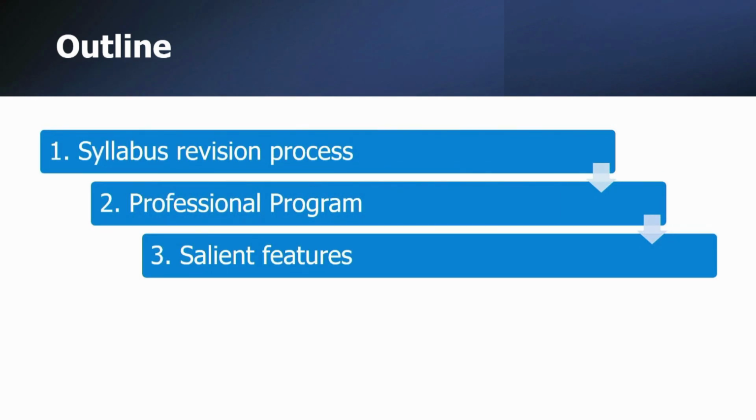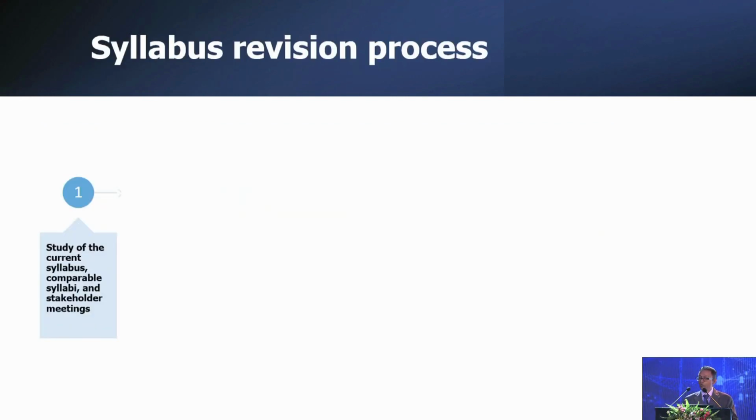In my presentation, I'll take you through 3 points. Number 1, the syllabus revision process, then the professional program, the outcome of the revision process, and then the salient features of the syllabus and some of our insights. So moving on, the syllabus revision process. This was a lengthy process, as Professor Vatavala mentioned, and it's a well-structured process where we had 8 steps.